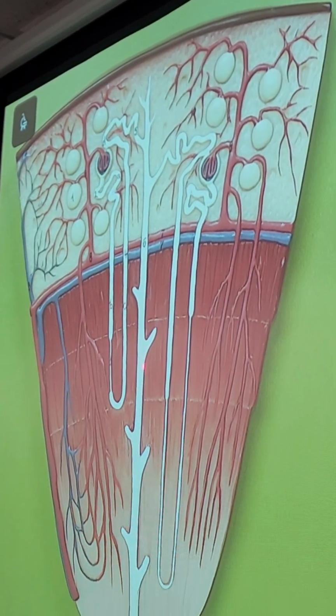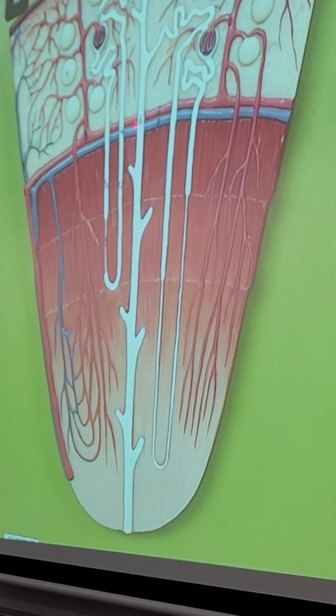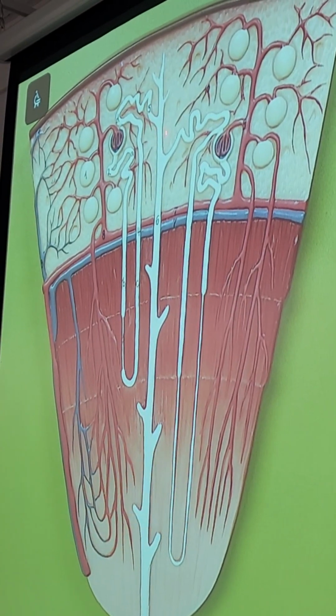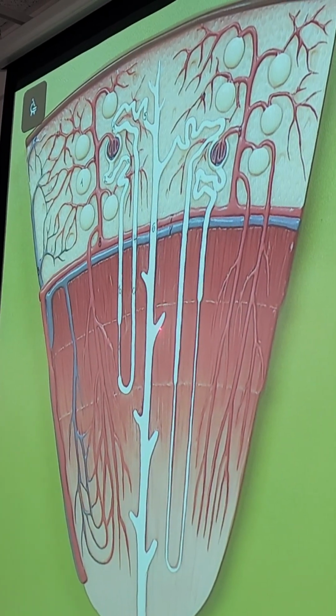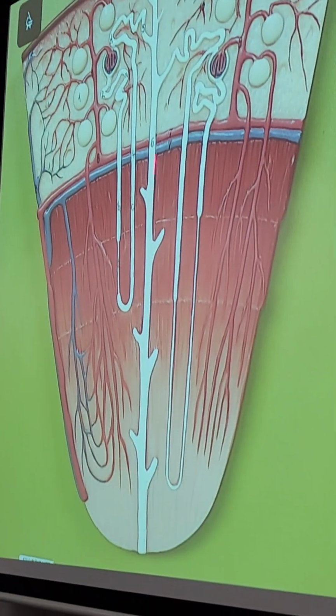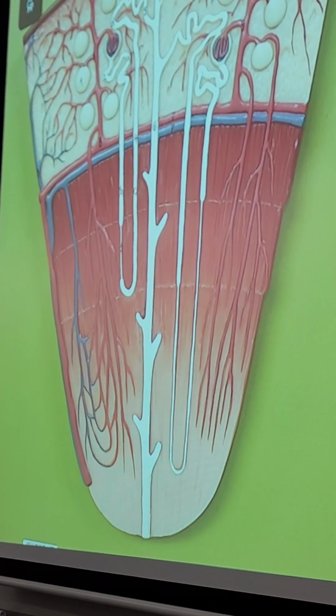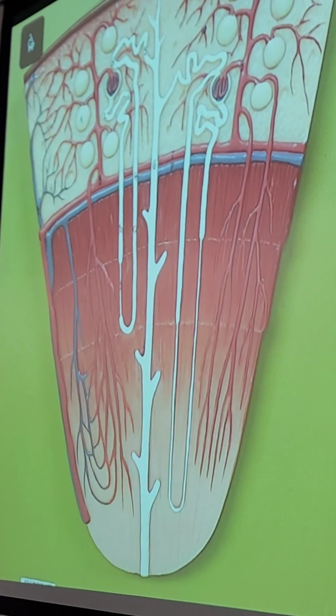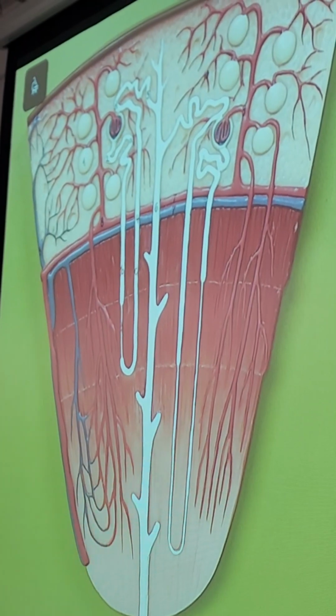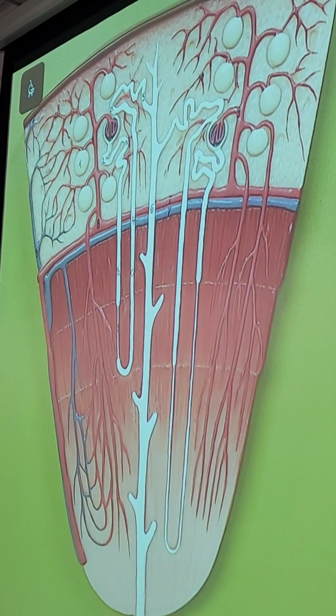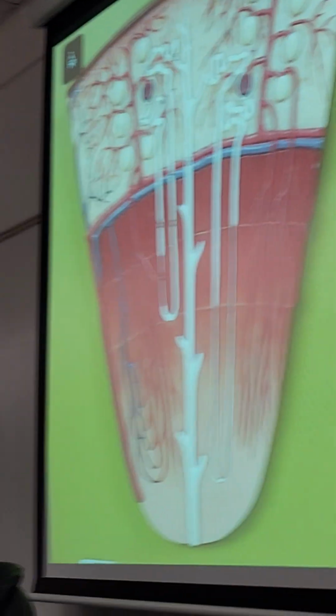That is a collecting duct. The collecting duct receives urine from this nephron, from this nephron, from this nephron. Do you see all of this? One collecting duct is receiving urine from many nephrons, because every kidney has over 1 million nephrons. And the nephrons are in the cortex only.